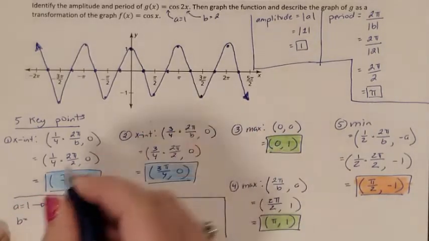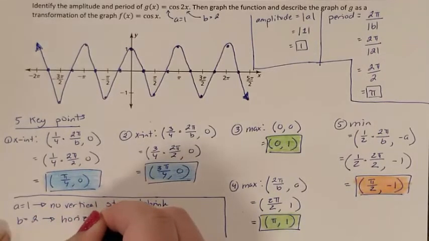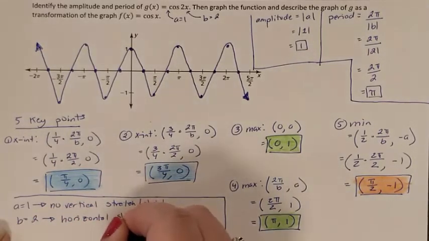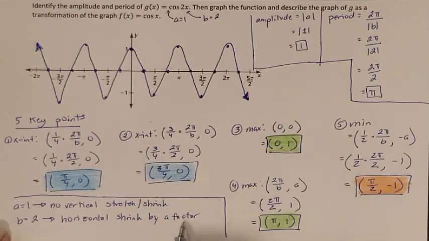b is for horizontal, and so we do have a horizontal. Now is this going to be a stretch or shrink? This is actually going to end up being a shrink. Why is it a shrink? Because horizontals are reciprocals. So this is a horizontal shrink by a factor of 1/2, because you're supposed to take the reciprocal of it.